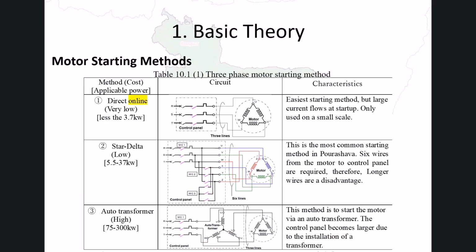Finally, autotransformer starting is a starting method used for large capacity motors. In this method, the motor is started through an autotransformer that reduces the voltage during startup. This significantly decreases the starting current. However, because a transformer must be installed, the control panel becomes larger and the equipment cost increases. This method is generally applied to large capacity motors of approximately 75 kW or more. In Bangladesh, the majority are star-delta methods.